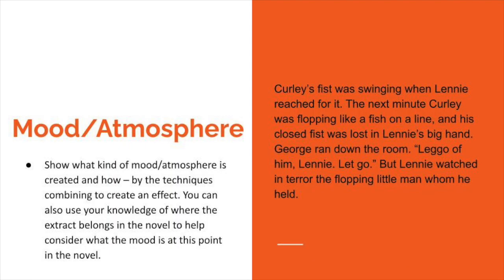Now the problem here is the atmosphere then twists again because now Lennie's doing another one of his mistakes where he doesn't know his own strength.